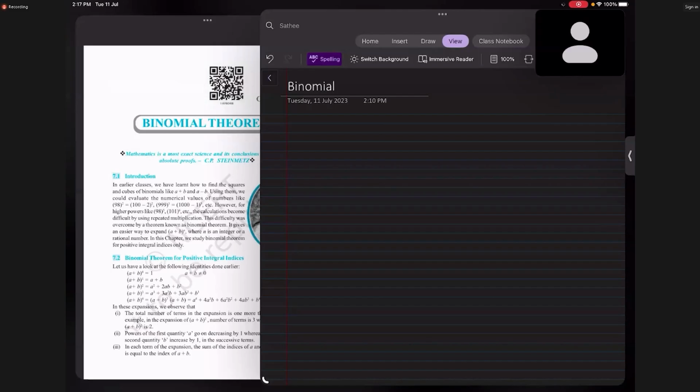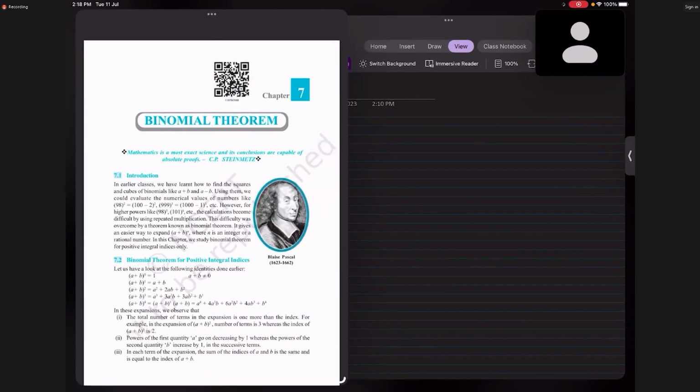I am currently a fourth year undergraduate student at Indian Institute of Technology, Kharagpur, and today in this session we will be starting with a chapter of mathematics, that is binomial theorem. This is an important chapter in the algebra field, and we'll be starting with a brief introduction of this chapter.